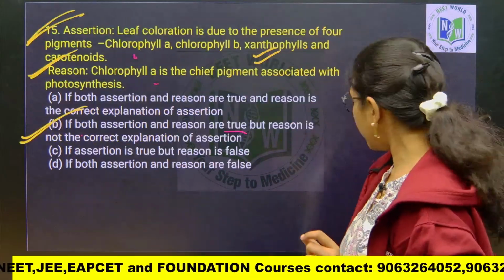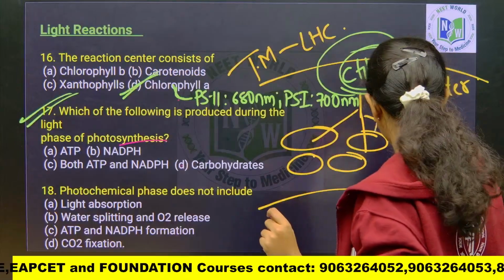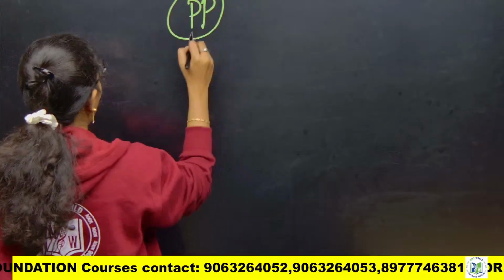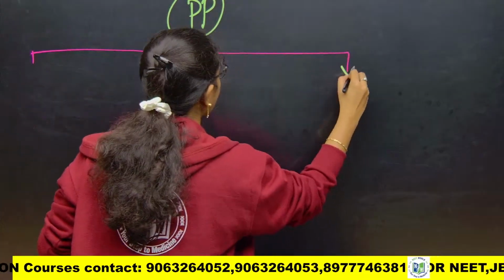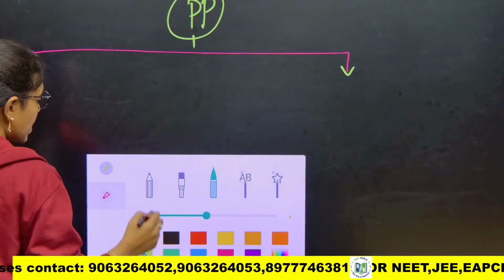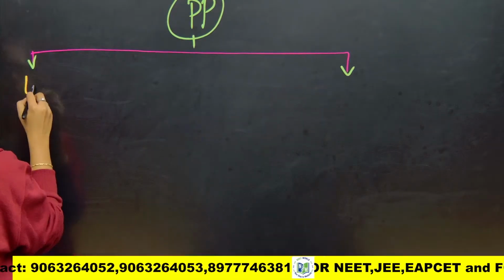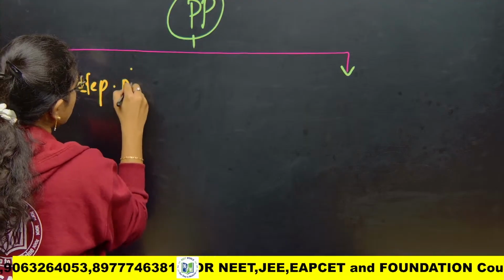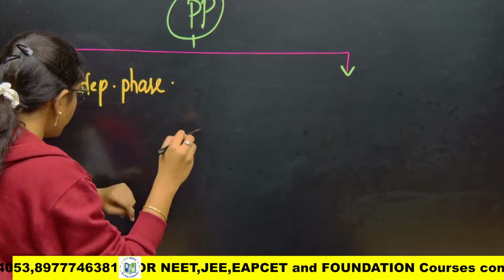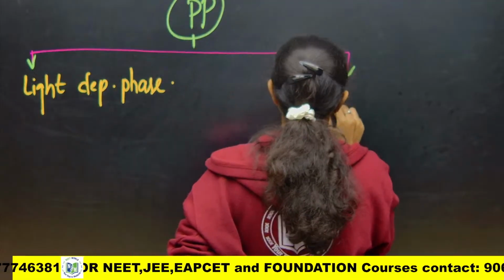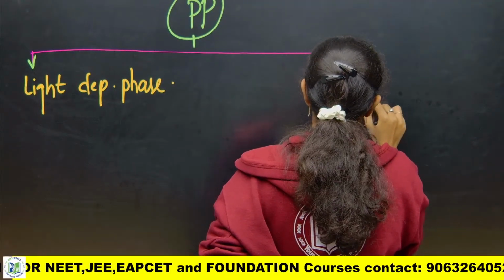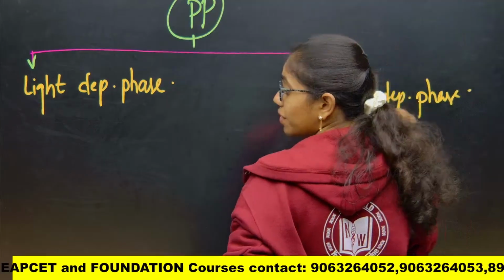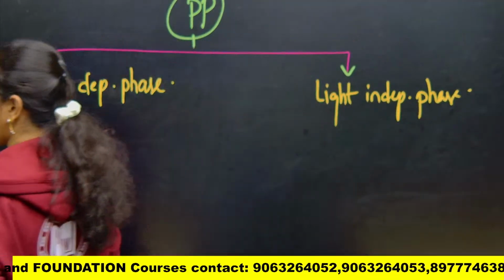So, in the light phase of photosynthesis, let me tell you, we all know photosynthesis will have two phases. One is the light dependent phase, and the other phase is what? Light independent phase. In the light dependent phase, three major reactions occur.